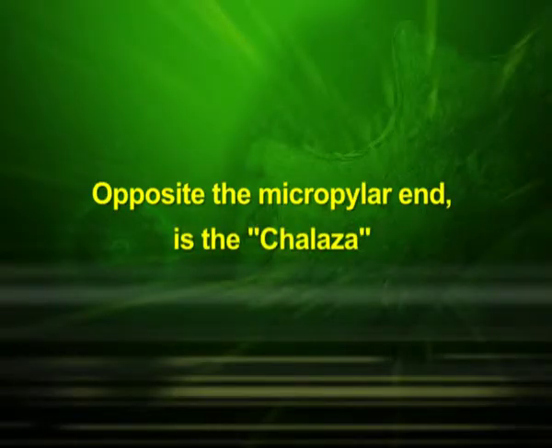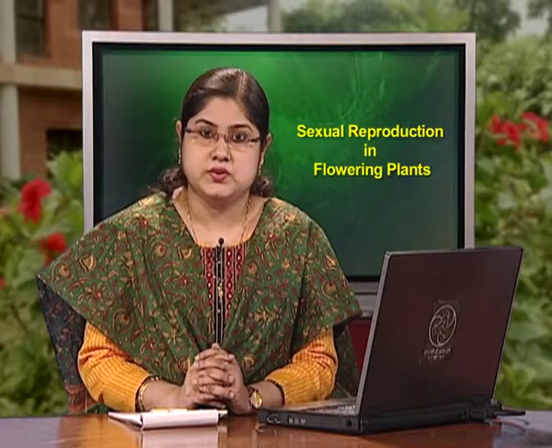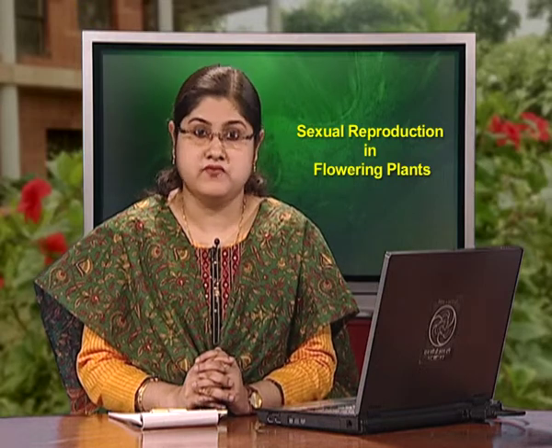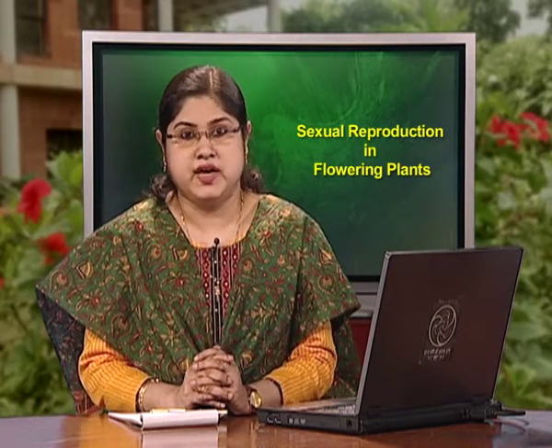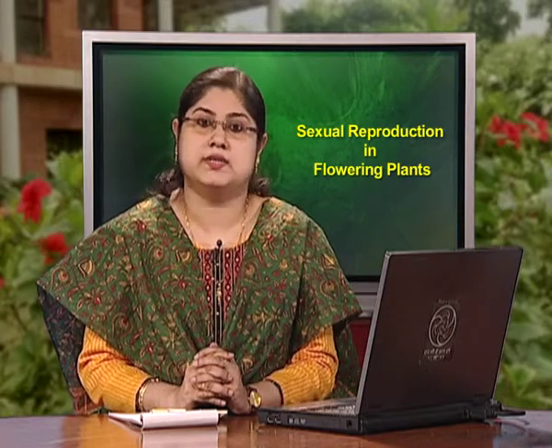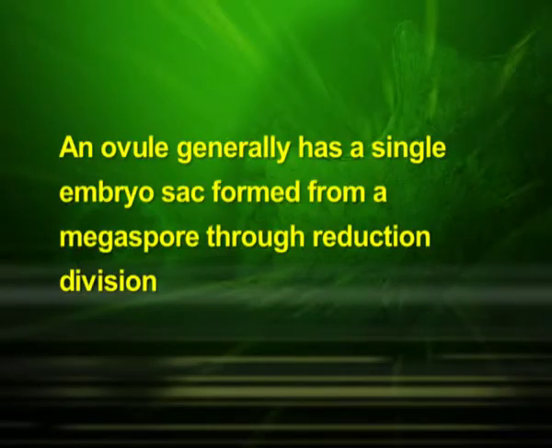Opposite the micropylar end is the chalaza, representing the basal part of the ovule. Cells of the nucellus have abundant reserve food material. The embryo sac or female gametophyte is located in the nucellus. An ovule generally has a single embryo sac formed from a megaspore through reduction division.